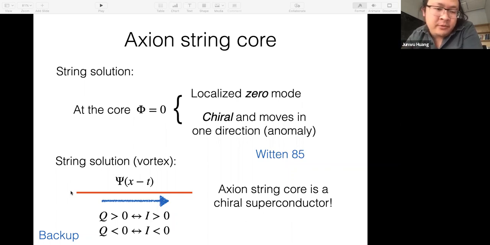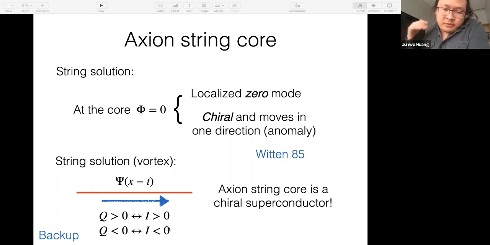For example, if you have a vortex, you will have this fermion which has a wave function which depends on x minus t. So if I have a charge plus fermion on the string, then it will move to the right, and I will call that a current bigger than 0. If I have negative charge particles living on the string, they will still move to the right, and in that case I will have a current flowing to the left, which I will call a current less than 0.